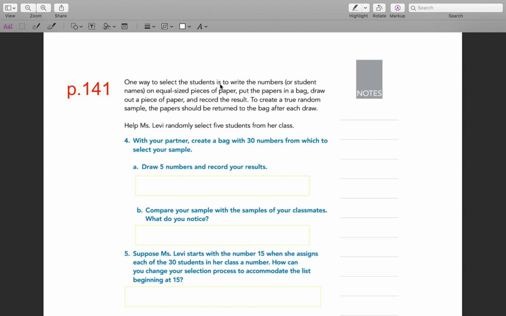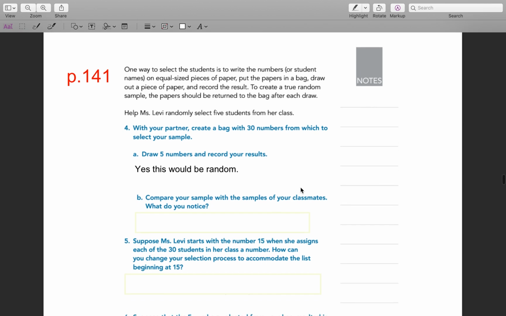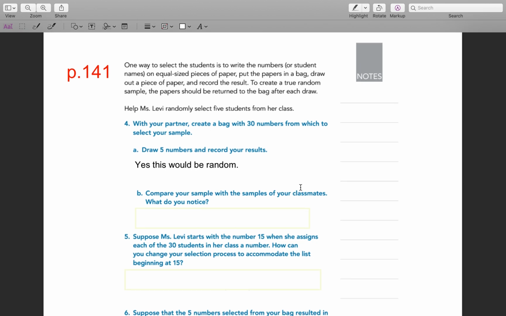So it says to do it with her partner, create a bag with 30 numbers from which to select your sample. But we're just going to imagine that we did that, and if we draw 5 numbers and record the result, would this be random? Yes, it would be random. So it would be a random sample because everyone had an equal chance of being selected.